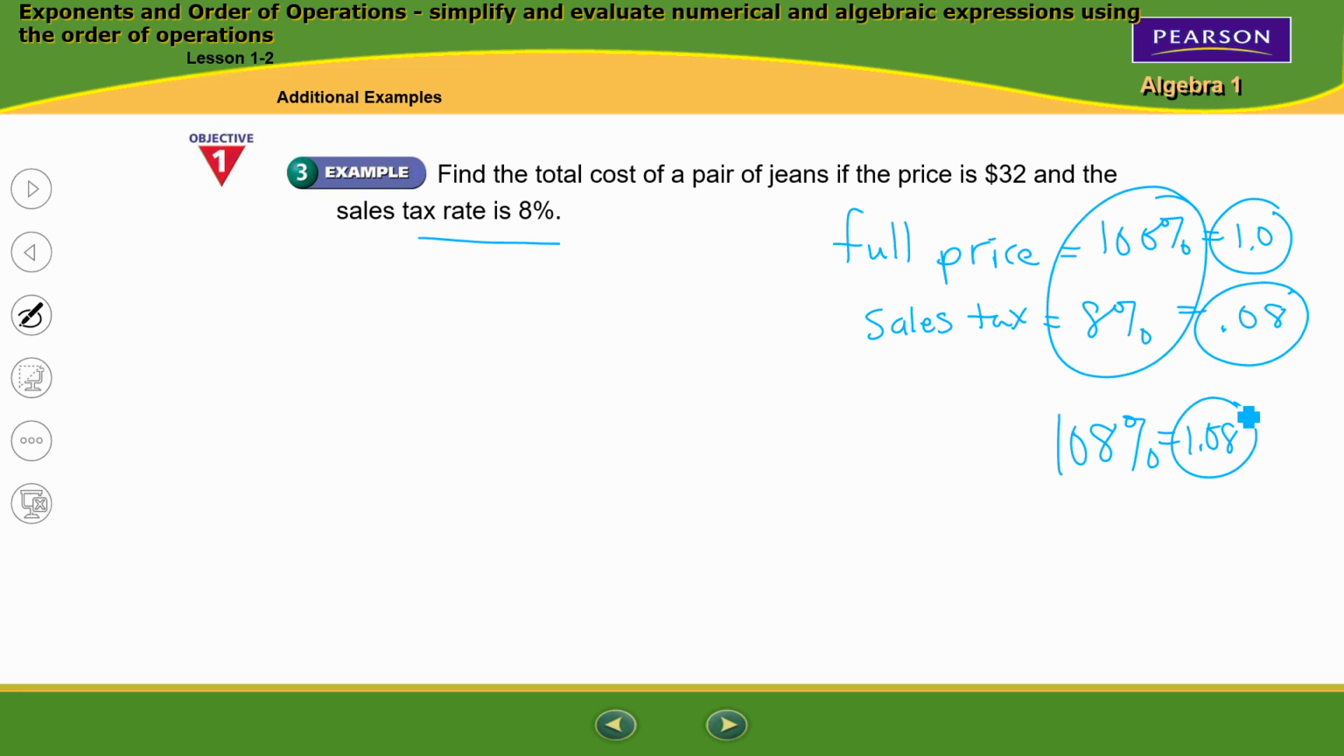So how do we find the total cost of the pair of jeans? If the price is $32, that's your original price, $32. We're going to multiply that by our new multiplier, which is 1.08.